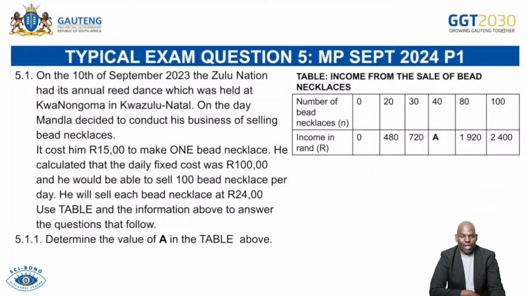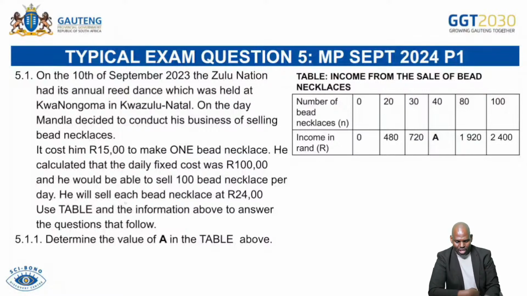Okay, then the next question is, on the 10th of September 2023, the Zulu Nation had an annual reed dance, which was held at Kwanongoma in KwaZulu-Natal. On the day, Mandla decided to conduct his business of selling bead necklaces. It cost him 15 rand to make one bead necklace. He calculated the daily fixed cost was 100 rand, and he would be able to sell 100 bead necklaces per day. He will sell each bead necklace at 24 rand. Use the table and the information above to answer the questions that follow.